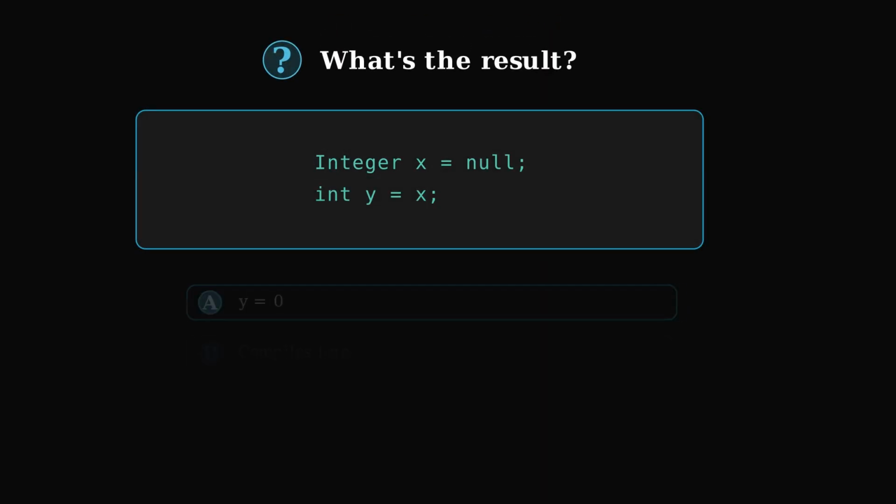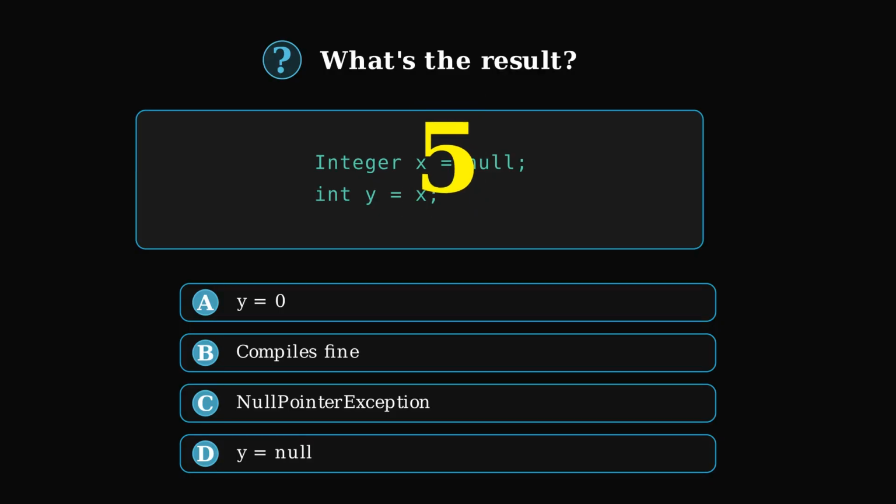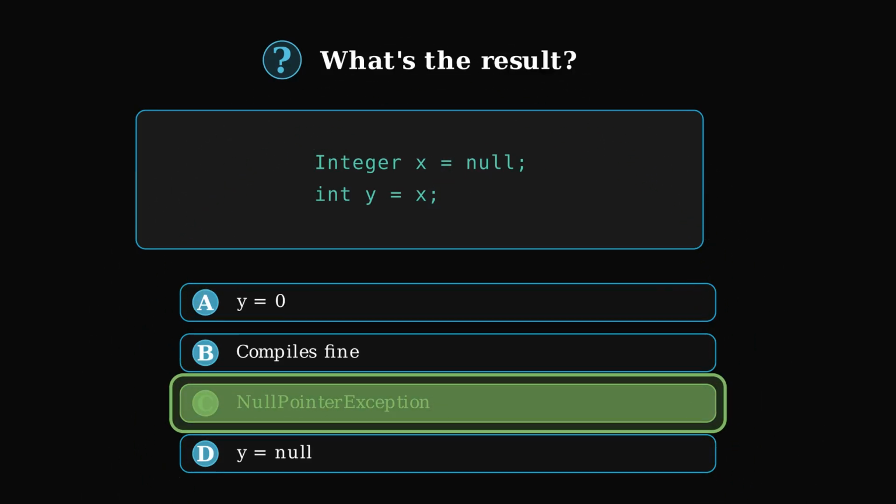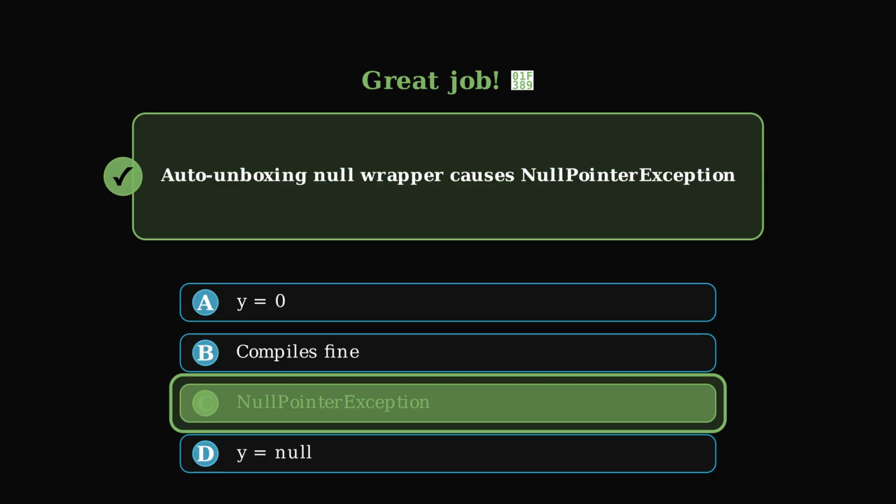What's the result? Which one is correct? The correct answer is auto unboxing a null wrapper causes a NullPointerException.